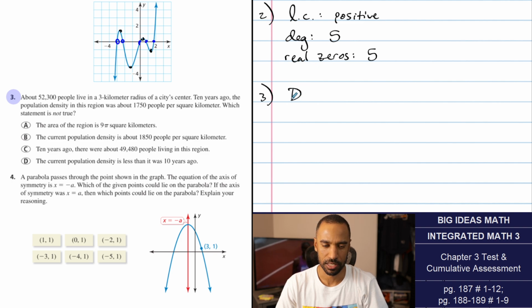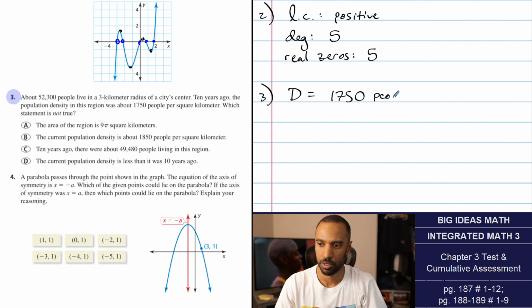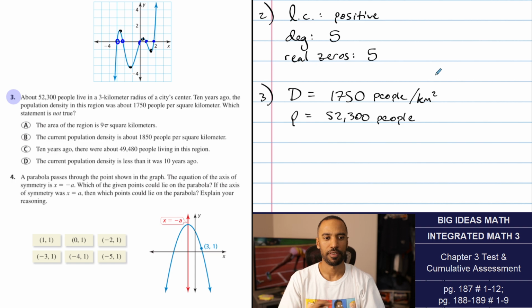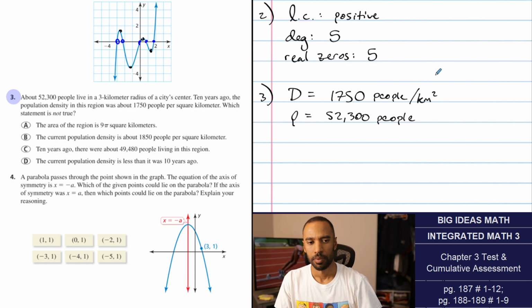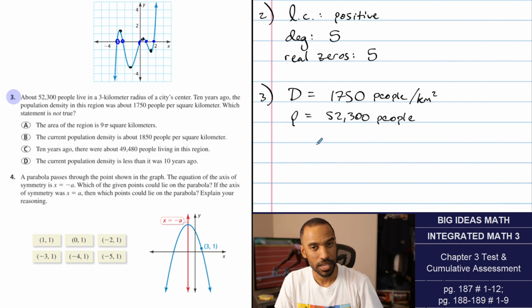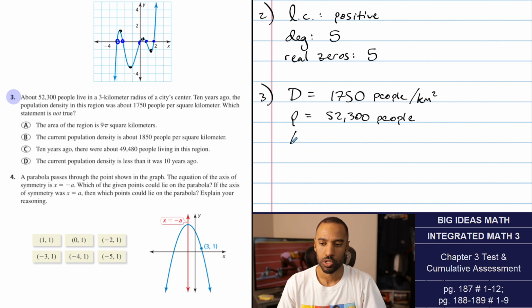So first of all, we got a density, 1,750 people per square kilometer. We have a population of 52,300 people. And what we have to figure out now is the area of that circular city center. It's got a 3-kilometer radius. So the area is pi times r squared. 3 is in kilometers, so this will be 9 pi square kilometers.